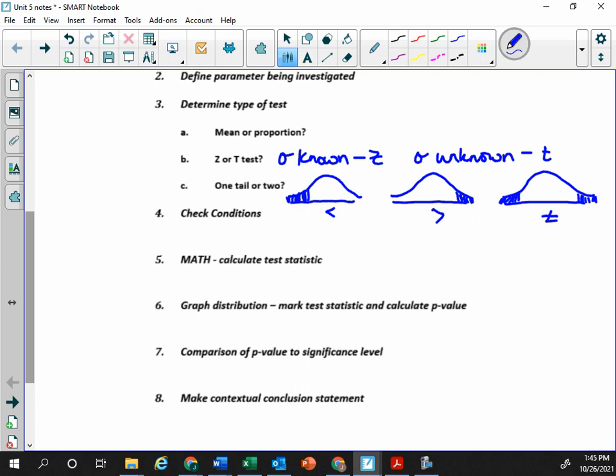We're still checking conditions, and those are the same as your confidence intervals. And we'll do that when we do some examples here, but it's still the random sample and then normality.